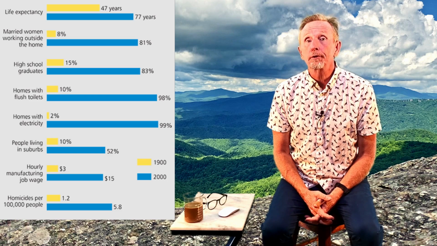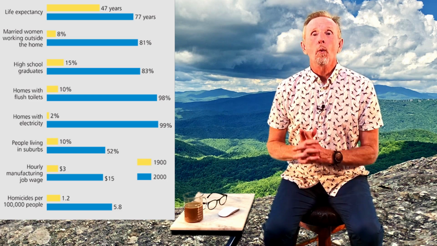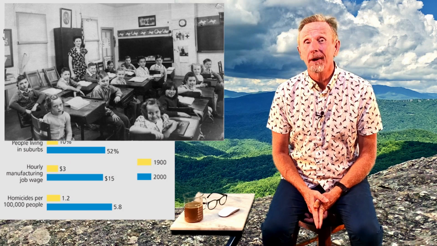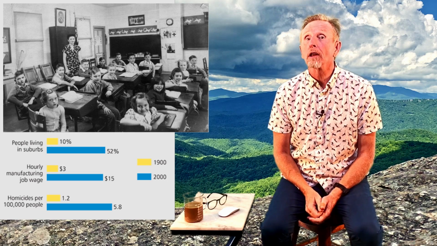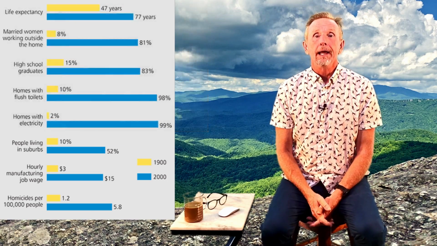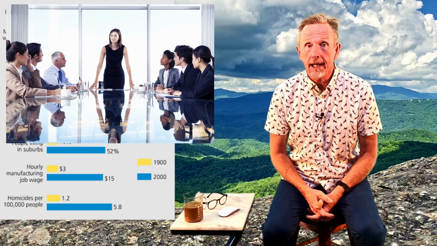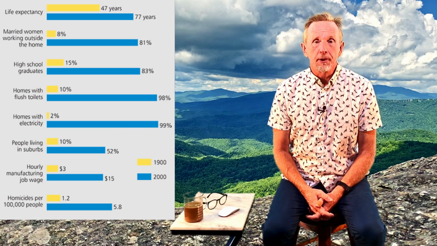Life expectancy in the year 2000, 77 years old. Married women working outside the home. In 1900, 8% of women worked outside of the home. That was almost exclusively nurses and teachers. There weren't a lot of other occupations really available. Some, but those were the big ones. In 2000, 81% of women worked outside of the home, in careers as varied as careers are. They're everything.